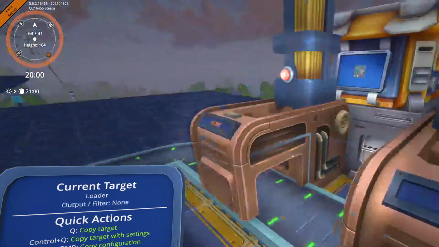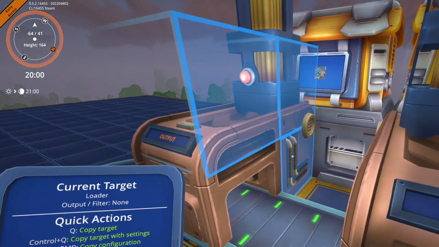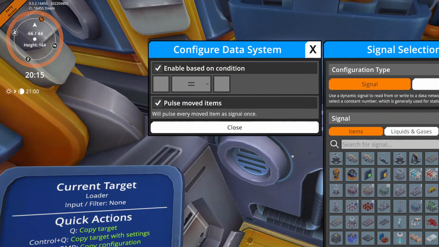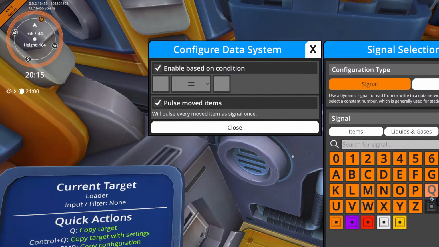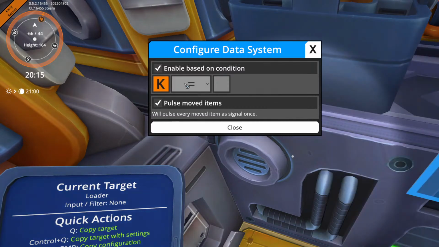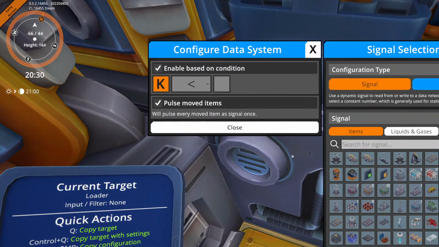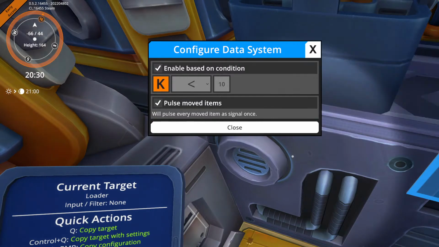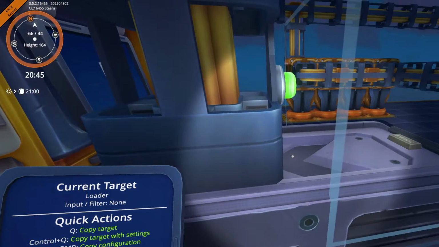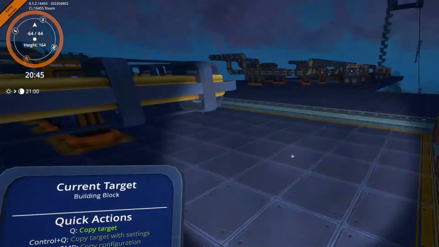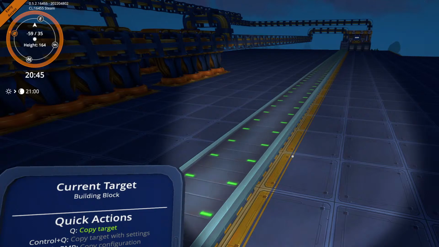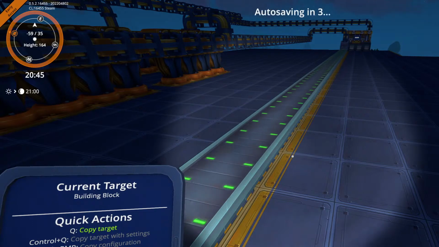what letter did we use? We used B. So that would be K. K is less than, while K is less than the constant 10, send these items. It's ready to go, except we don't want to. Just a minute. I'll be right back.